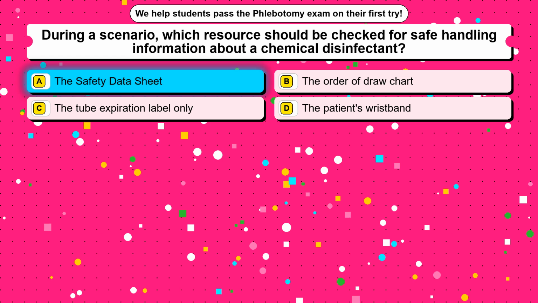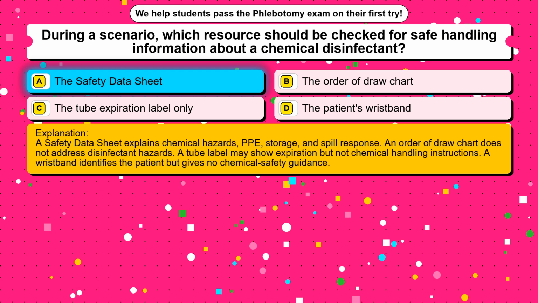The correct answer is option A. The safety data sheet. A safety data sheet explains chemical hazards, PPE, storage, and spill response. An order of draw chart does not address disinfectant hazards. A tube label may show expiration but not chemical handling instructions. A wristband identifies the patient but gives no chemical safety guidance.